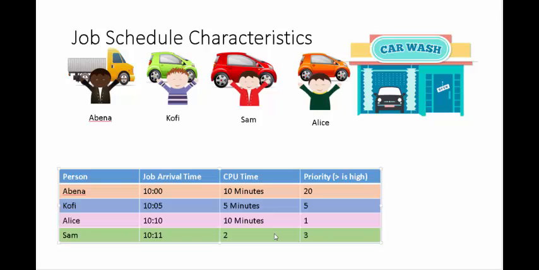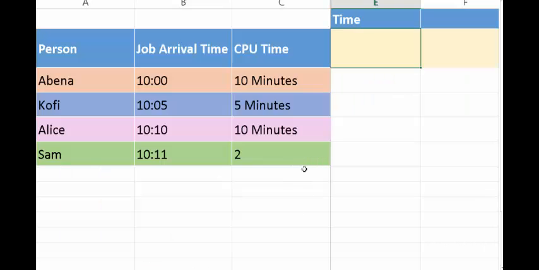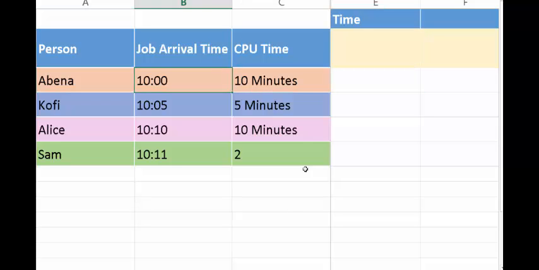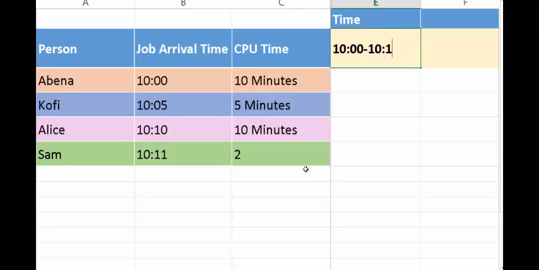Using this schedule, we are going to do a little bit of analysis, trying to understand and apply some of the things we learned. If Abner got a job at 10 and nobody was interrupting her, that's non-preemptive, which means she's working from 10 to 10:10. No interruptions, 10 minutes.